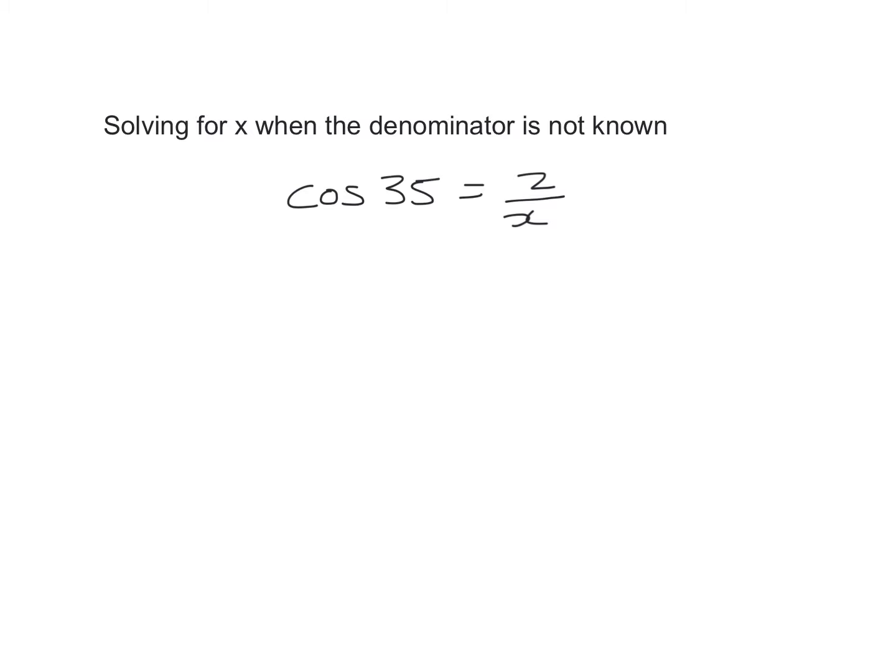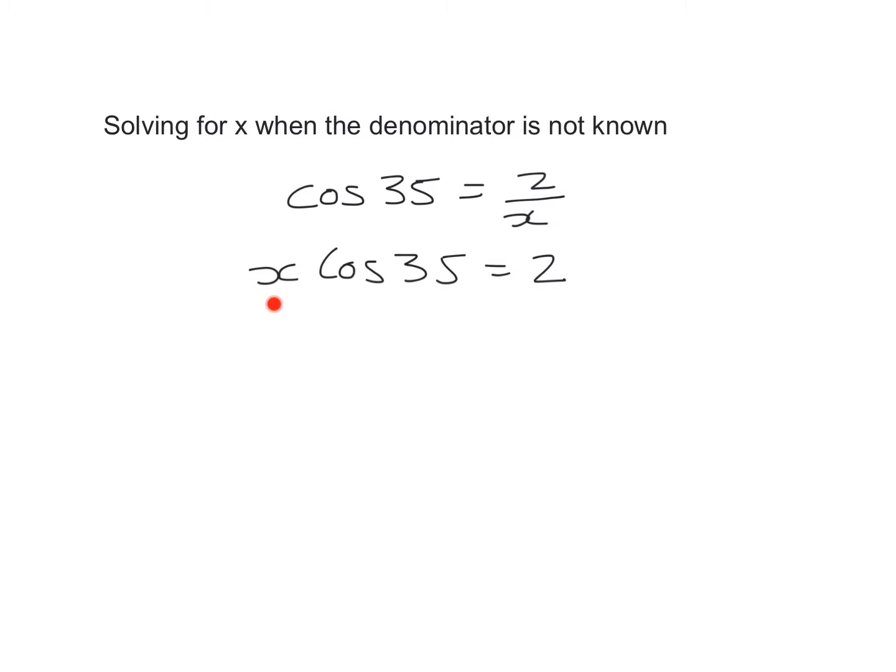We've got to figure out what x is. Remembering what we do when we solve these types of equations, we need to keep them in balance. What we do on the left hand side, we need to do on the right hand side. First thing I'm going to do is get rid of my x over here, so I'm going to multiply by x, and therefore I need to multiply by x on this side. So I'm going to have x cos of 35 equals 2.